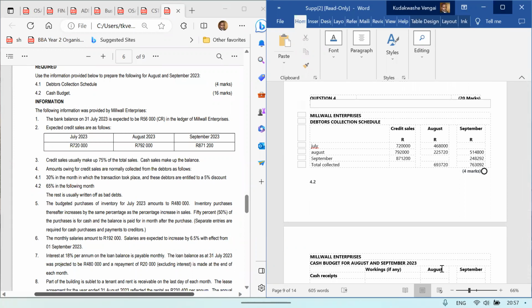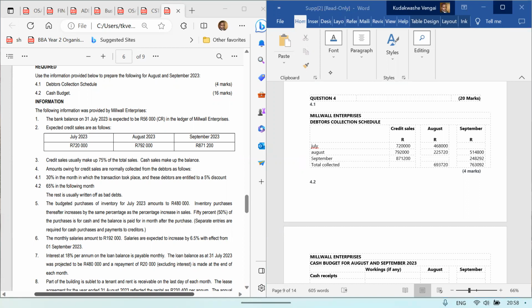Is it clear? Are there questions on the data collection schedule before I go to the cash budget? Yes, James, please can we go back to the amount for July? How did you get 468?